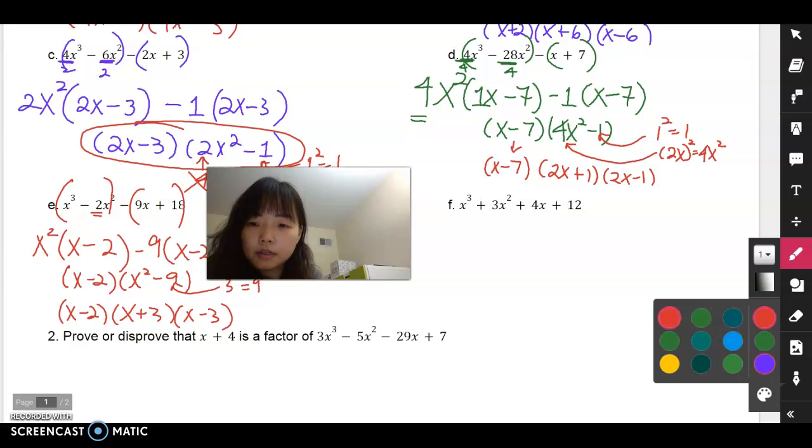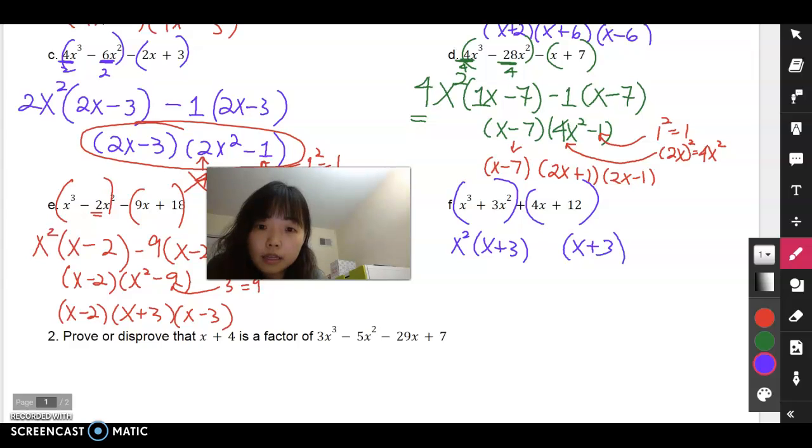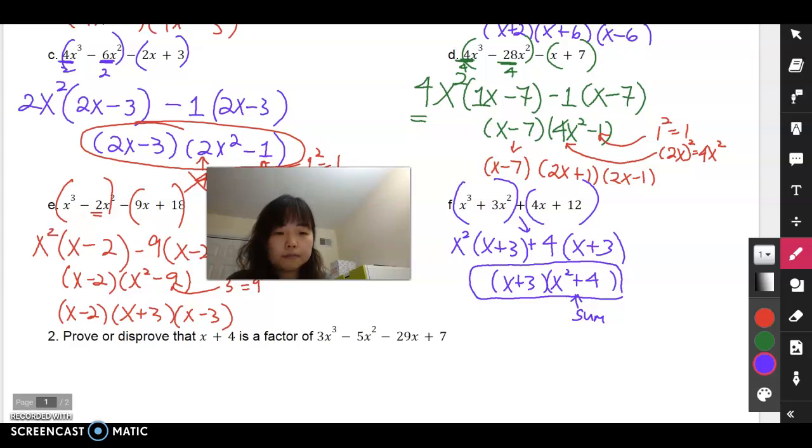Getting better? Getting there almost. X squared, x plus 3, x plus 3. And this, for once, we have a plus. And 4. X plus 3 and x squared plus 4. Now, this is also tricky. You can't do anymore because this is not a difference. This is a sum. You can't really do anymore with a sum. So this stays.